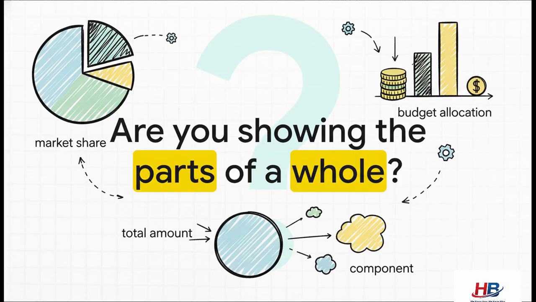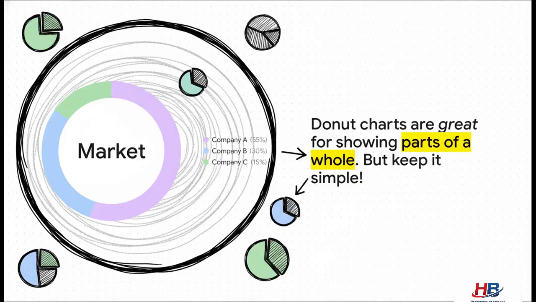What if your goal is to show the parts of a whole? You want to show how your total budget is sliced up, or what percentage of the market each of your competitors has. How do you show that kind of breakdown? This is the perfect job for a pie chart or a donut chart, like this one right here.